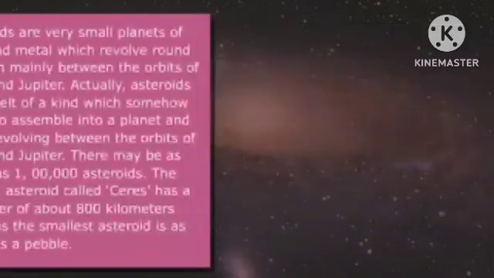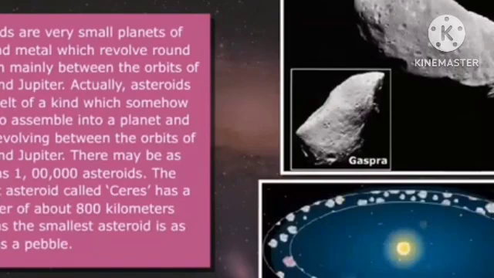Asteroids. Asteroids are very small planets of rock and metal which revolve around the Sun mainly between the orbits of Mars and Jupiter. Actually, asteroids are a belt of a kind which somehow fail to assemble into a planet and keep revolving between the orbits of Mars and Jupiter. There may be as many as 1 lakh asteroids. The biggest asteroid, called Ceres, has a diameter of about 800 kilometers, whereas the smallest asteroid is as small as a pebble.